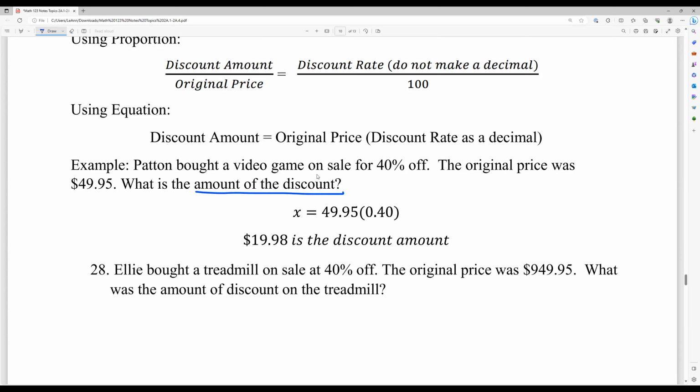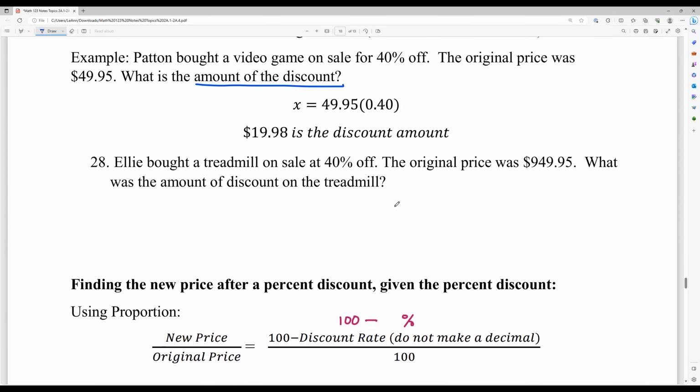So if I actually want to find the new price, I don't add here. I would subtract. I would say $49.95 was the old price, the original. They've marked it down $19.98. So now I would subtract those two to figure out the new lower price. Okay. So again, you can do finding the new price in a two-step method. You're just subtracting when you do a discount.